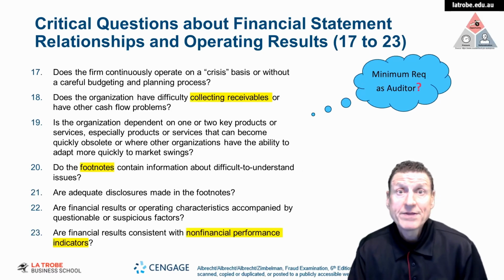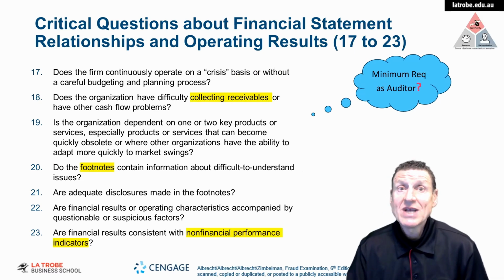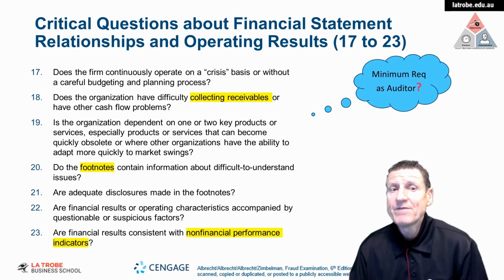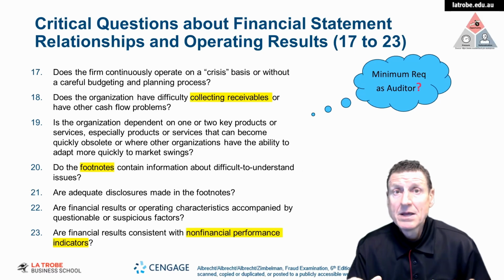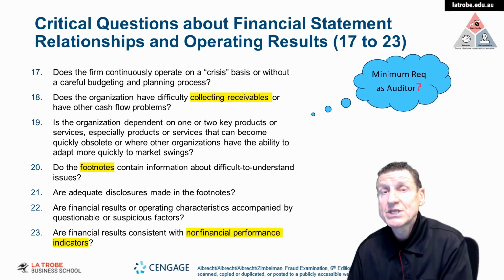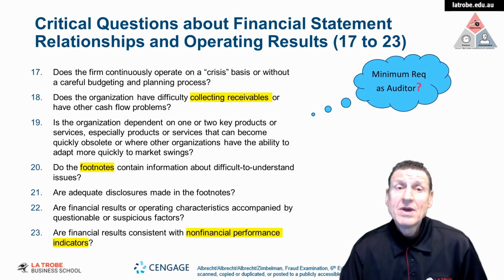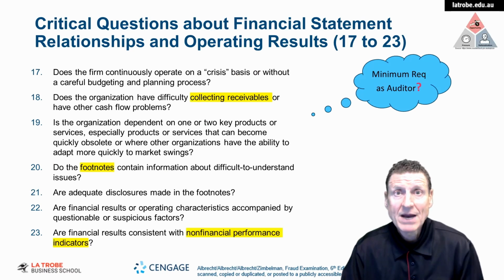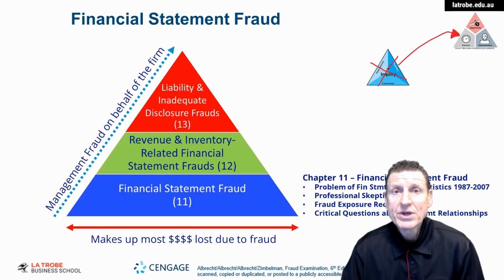Let's finish up with a few more questions. Again, does the organization have difficulty in collecting receivables? And what about the footnotes and the non-financial performance indicators that are talked about in the notes to the accounts? These are minimum requirements as an auditor to look for red flags about the going concern of the organization that they are auditing. Wow.